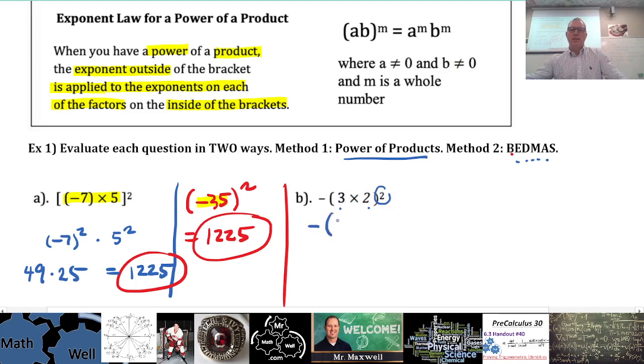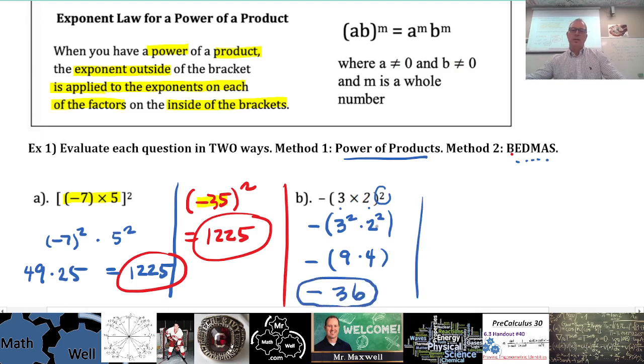And then I'm going to write 3 squared times 2 squared. So that's going to be negative 9 times 4, because 3 squared is 9 and 2 squared is 4. And so that's negative 36. Okay, so that's what the first method tells us.